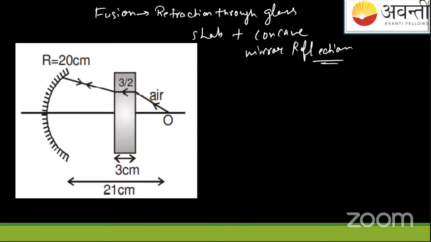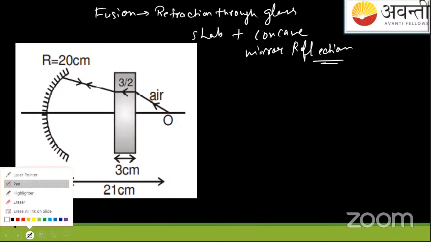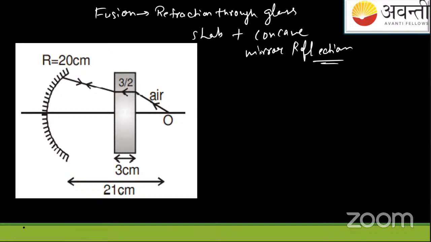So what do we have to do here? An object is given here. You can solve it yourself. This is the object. If this slab was not inside, what would happen? This ray would go directly, and the distance of the object is 21 centimeter. You will use the formula 1 by v plus 1 by u equals 1 by f. You'll find the image.